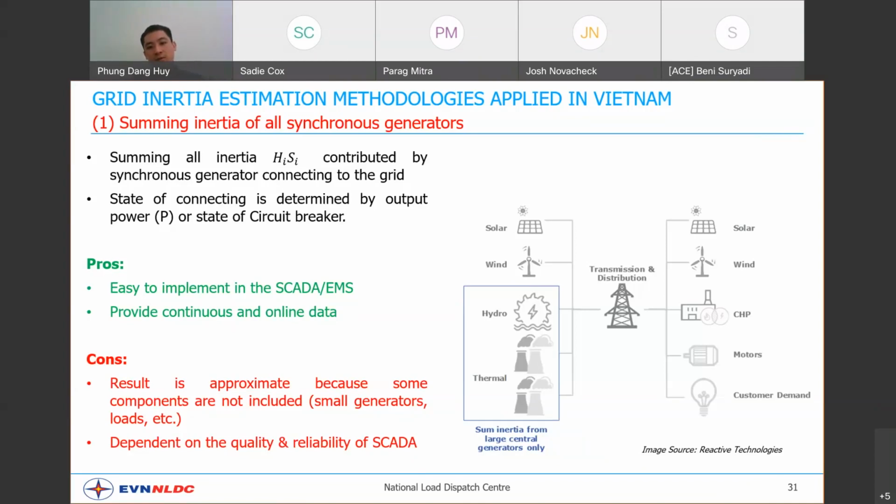And this brings the advantage of online and continuous data, but the disadvantage is that the result is approximate, because the small generators and loads are not considered in this approach. And this approach also depends a lot on the SCADA quality, which is also a big factor in the accuracy of the estimation. Next slide, please.